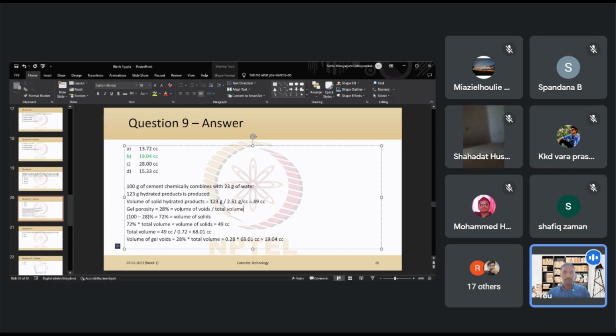To find the total volume, we again use the porosity information. We know 28% is pores, so the rest, 72%, must be the volume of solids. So 72% of the total volume is the solid volume, which is known as 49 cc. Using that, we can get the total volume as 49 cc divided by 0.72, so the total volume is 68.01 cc. Now we have the total volume and the porosity. Using these two, we can arrive at the volume of the voids. That volume of the gel voids is 28% of the total volume, which is 0.28 times 68, which is 19.04 cc.